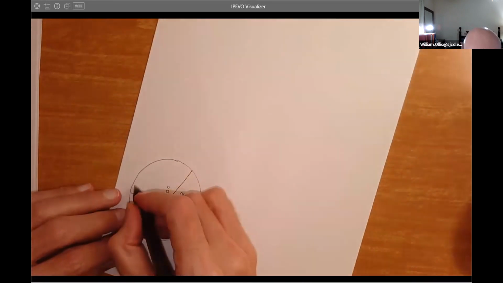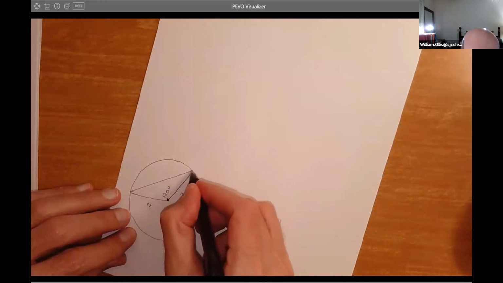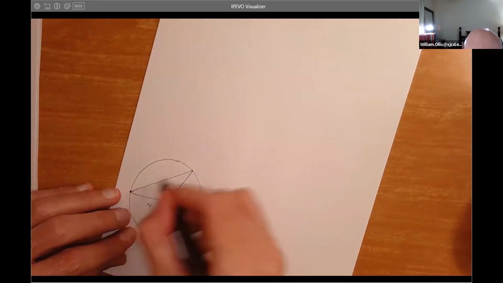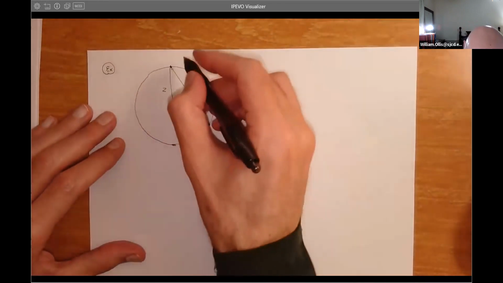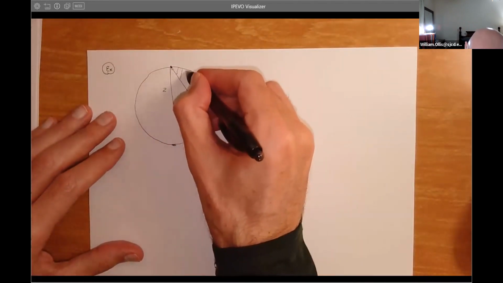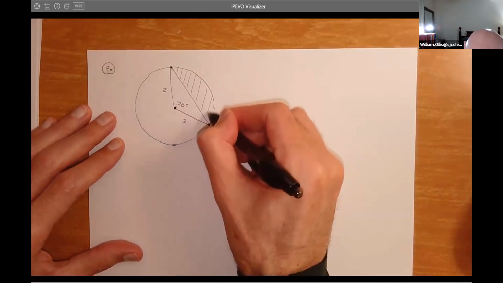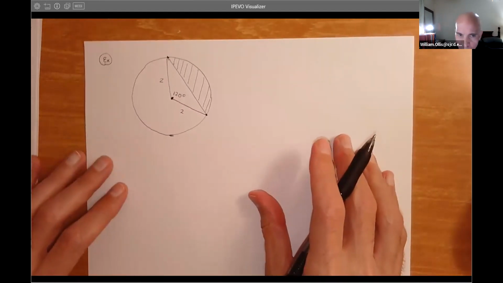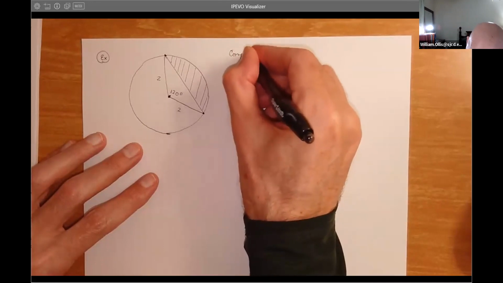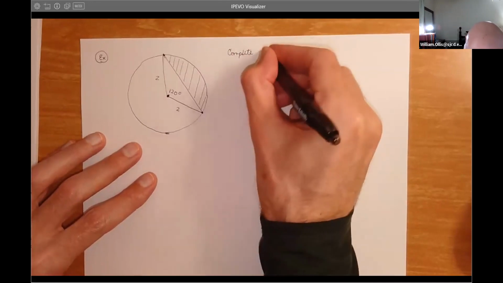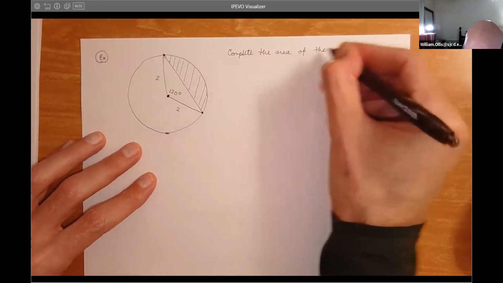And then we have a lune. So draw the chord. And we're going to shade the lune. It's like a calculus problem, but not quite. When you do polar coordinates in Cal 2, you'll do more work with this. So compute the area of the shaded region.